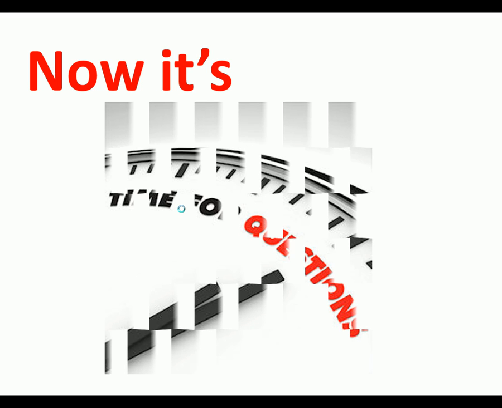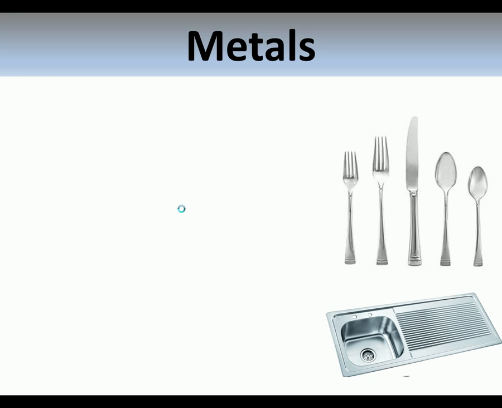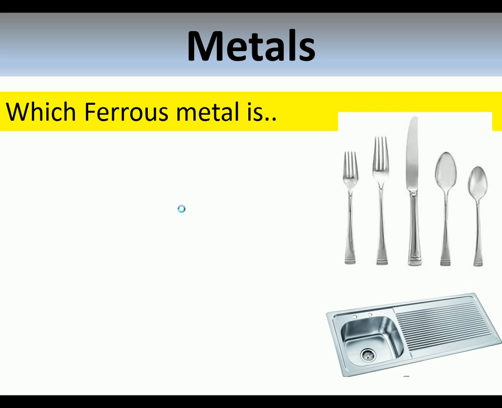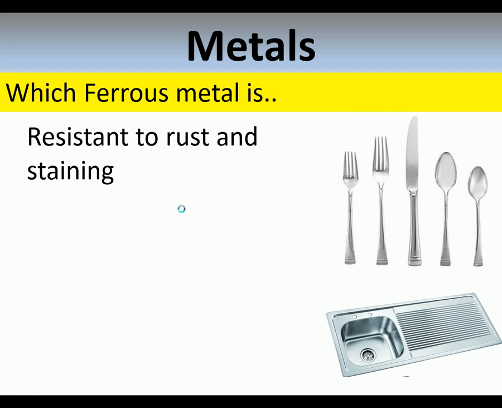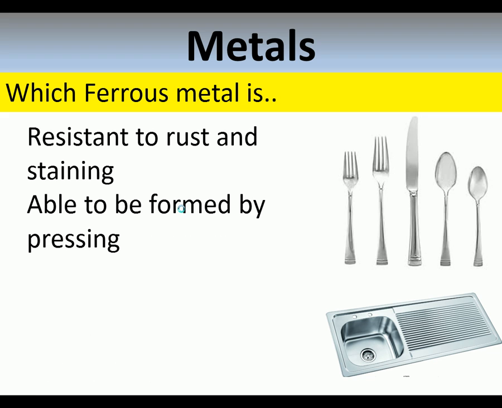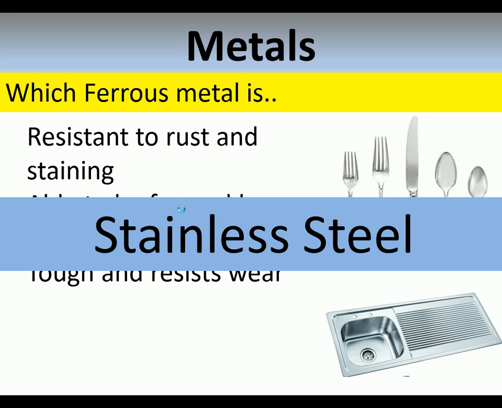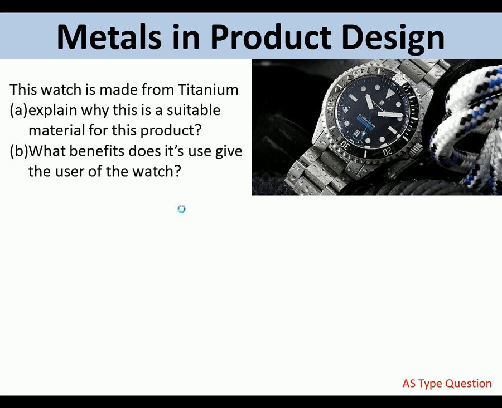Now, it's time for questions. Metals. Which ferrous metal is resistant to rust and staining, able to be formed by pressing, tough and resists wear? It's stainless steel.